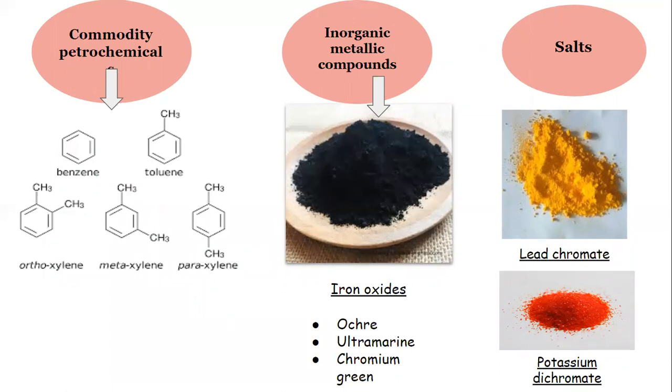Examples of salts I've stated here are lead chromate and potassium dichromate, because they have a bright and also opaque color, which is a really appealing color, and can be used to make pigments and further compounds. So iron oxides here can be used to produce ochre, ultramarine, and chromium green. All these are pigment compounds that will be further used as raw materials to produce other compounds as well, for example cements and also pigments.